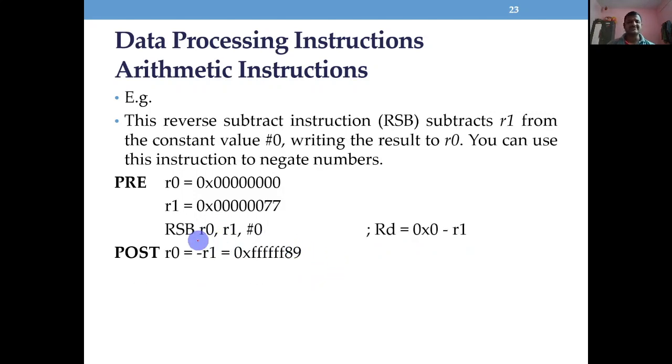Then one more, reverse subtraction. Here the R1 content is subtracted from 0, that is 0x0 minus the R1 content, and stored in the destination register R0. You will get the answer in 2's complement form, FFFFFFFE. This performs 2's complement subtraction.